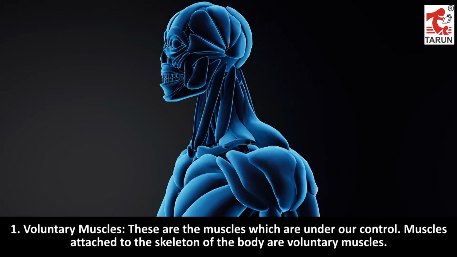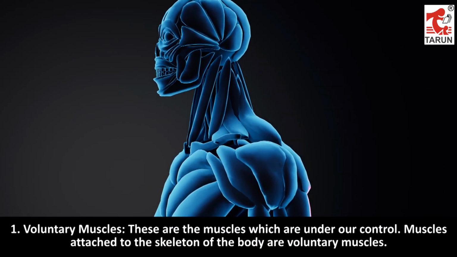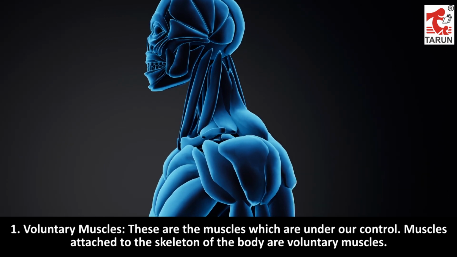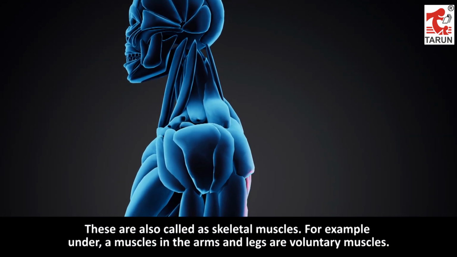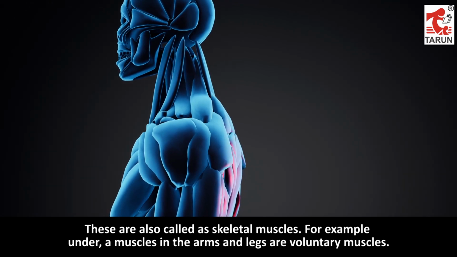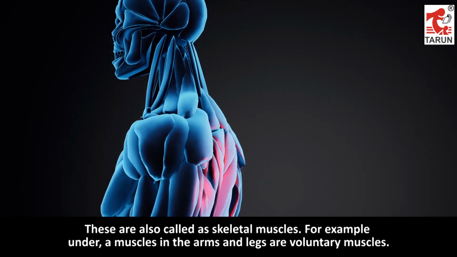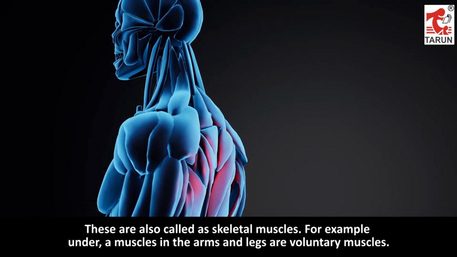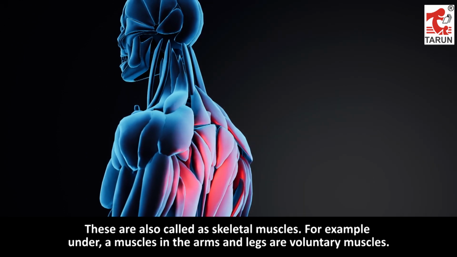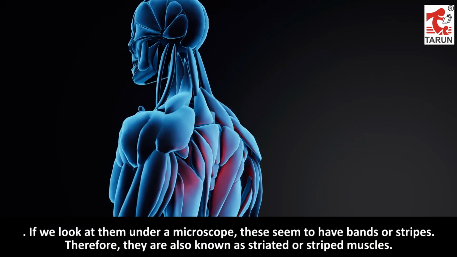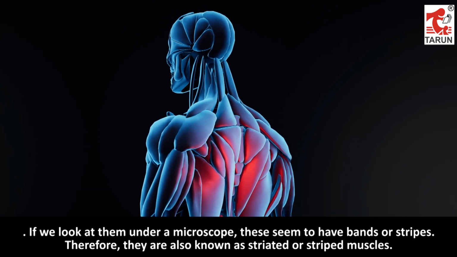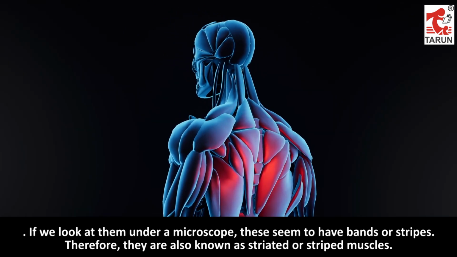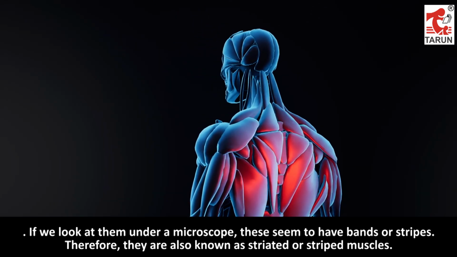These are the muscles which are under our control. Muscles attached to the skeleton of the body are voluntary muscles. These are also called skeletal muscles. For example, muscles in the arms and legs are voluntary muscles. If we look at them under a microscope, these seem to have bands or stripes. Therefore, they are also known as striated or striped muscles.